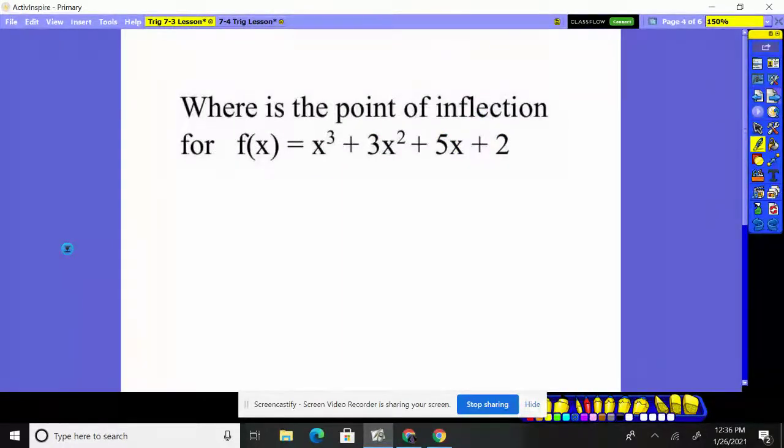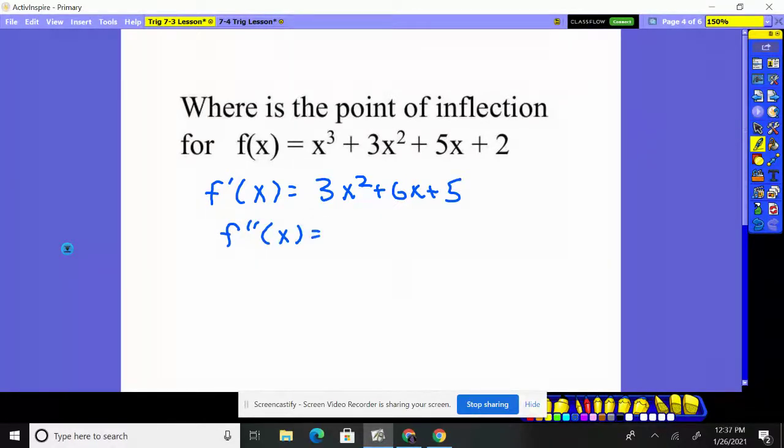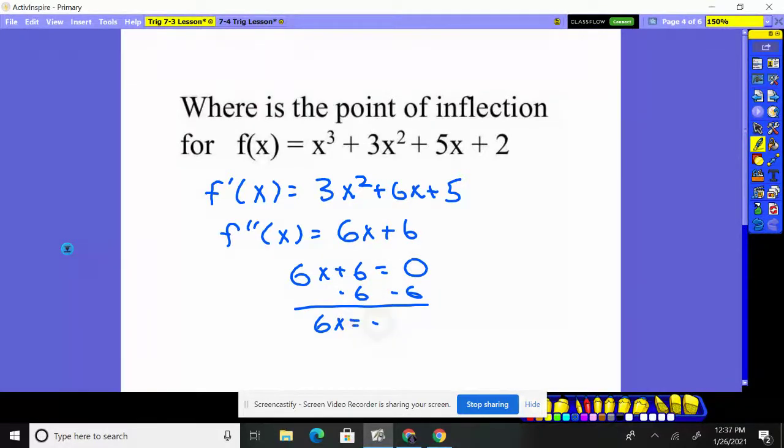Now, what about the point of inflection? How do we find that? Well, it's sort of the same idea. What you're going to do is not based off of the first derivative, but the second derivative. So let's see. First derivative, 3x squared plus 6x plus 5. The second derivative, 6x plus 6. And then we simply set that equal to 0. We solve: 6x equals negative 6. A point of inflection is going to occur on this one at x equals negative 1.